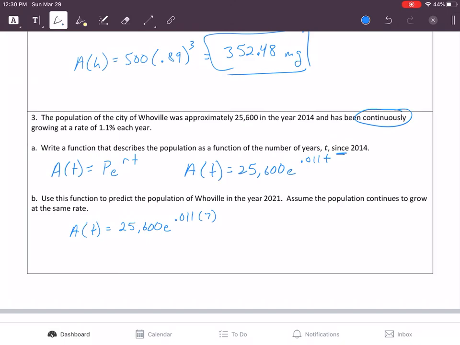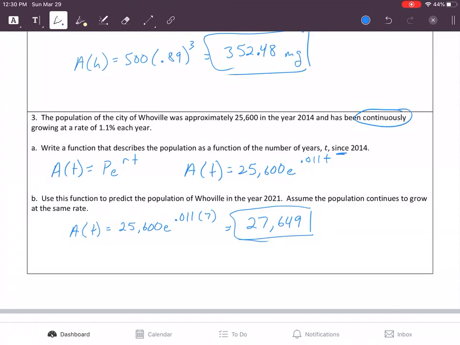So you'll get 27,649. And we're going to round down because you can't really split a person in half or in pieces. Well, I guess you could, but that'd be gross. So we're going to leave it like this.